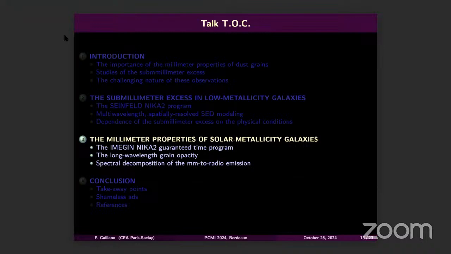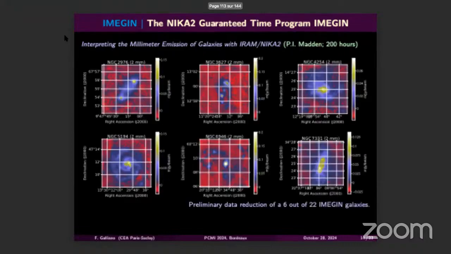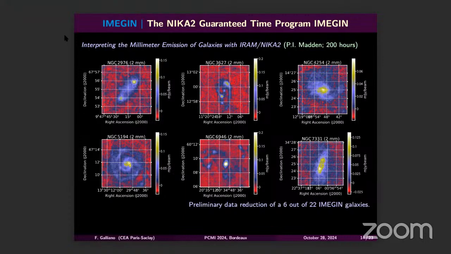I'm now going to tell you a bit about a study of normal galaxies. We are also part of a guaranteed time program with the NIKA2 instrument called Imaging, which is really targeted at rather large galaxies. Here I show you a few images at 2 millimeters of some of the sources that we have. In total, we have 22 galaxies. And the idea is that now we are going to have a lot of statistical information to really show how the opacity of the grain varies as a function of the conditions, and what the contribution of the different components of the radio continuum is.